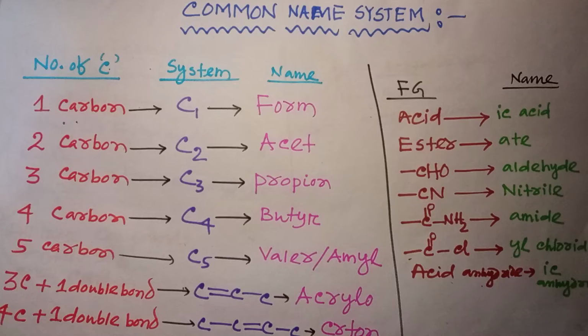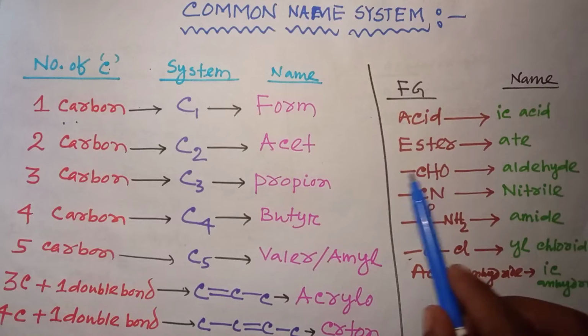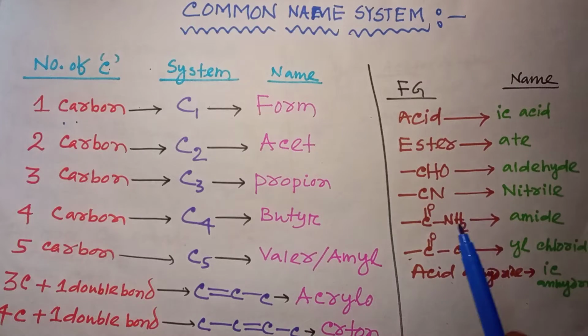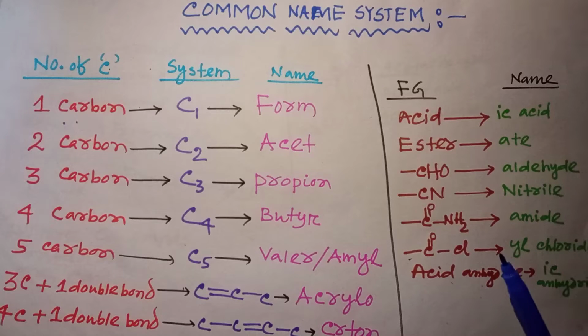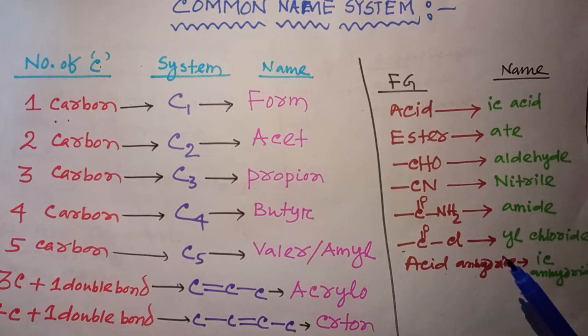In this video I am going to discuss the common name system for some of the organic compounds like acid, ester, aldehyde, cyanide, amide, acid chloride and acid anhydride. How to give the common name to this kind of organic compounds? First of all, let's see some examples.